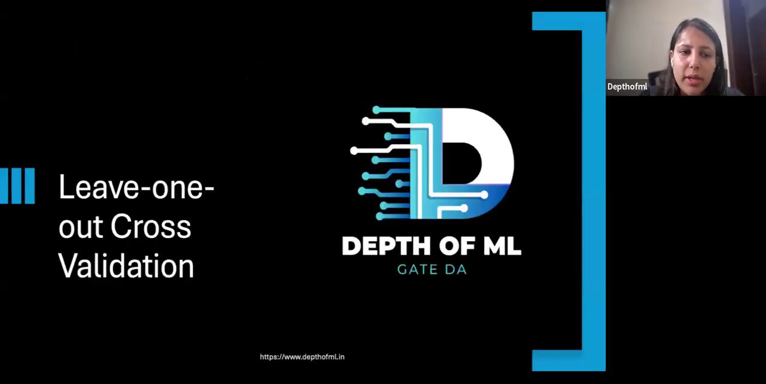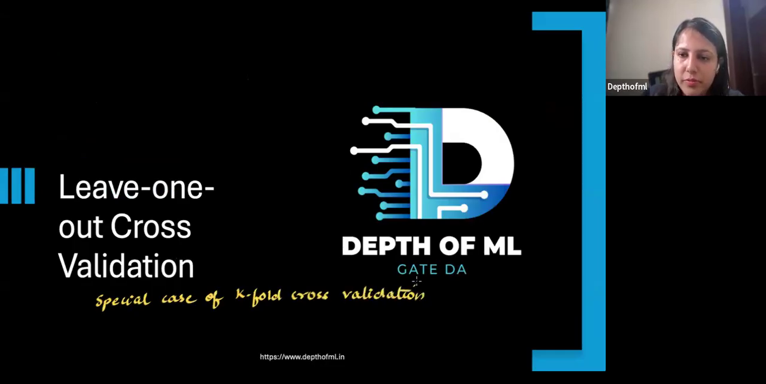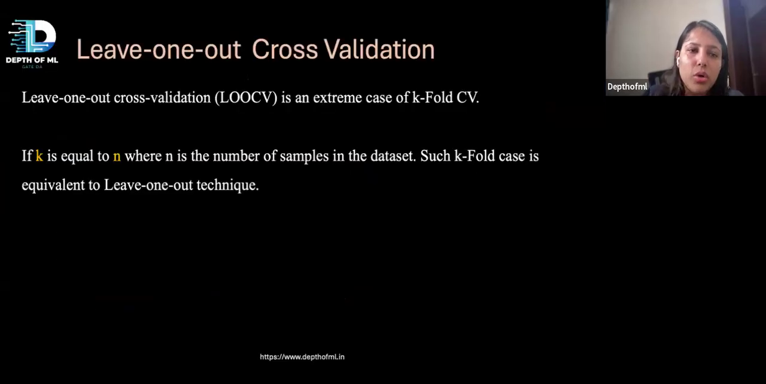Now let's talk about leave one out cross-validation. So this is again a very simple technique. It's a special case of K-fold cross-validation. Leave one out cross-validation is an extreme case of K-fold cross-validation. What you do is you set K equals N, where N is the number of samples in your data set, or the total number of data points. So basically every data point is a fold.